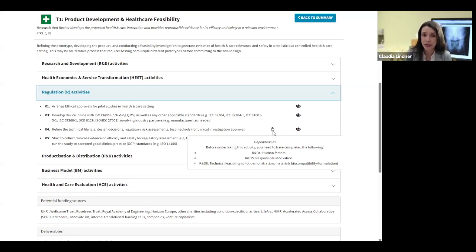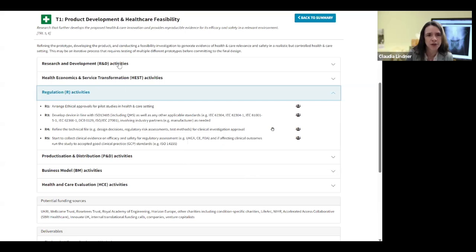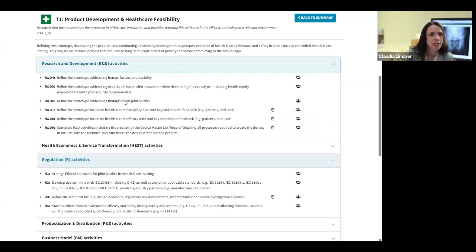And so that doesn't appear for every activity. It only appears for activities where there is a dependency. And it just means, actually, before you can successfully complete R4, you will need to have a look at R&D 4, R&D 5, and R&D 6. So you can go up to the R&D activities, get an idea what R&D 4, 5, and 6 are about, and focus on these before you can make sure you can complete your R4 activity.